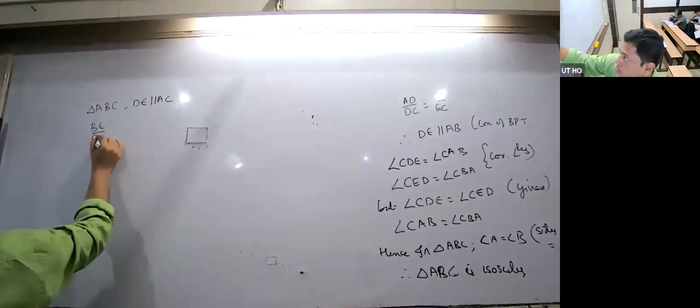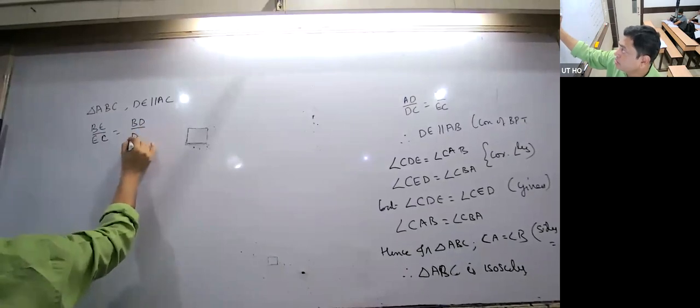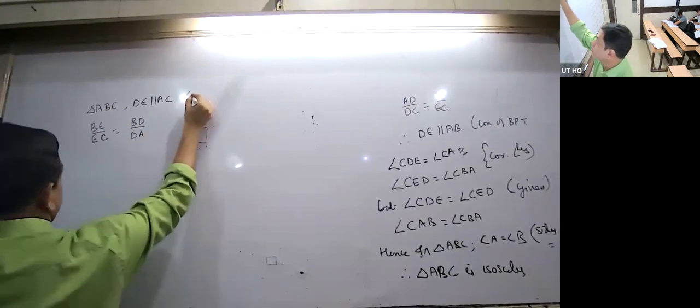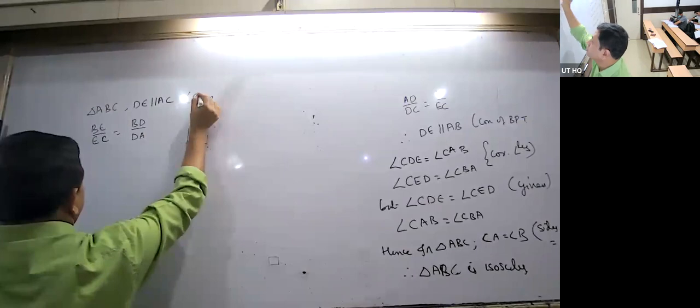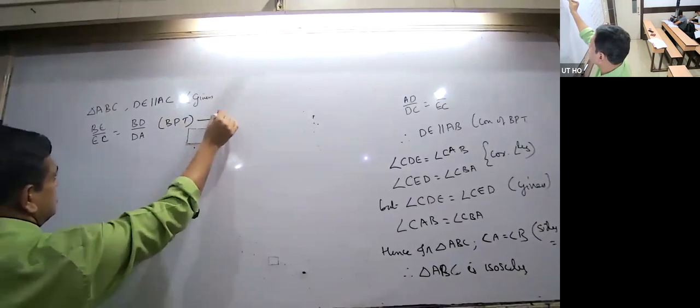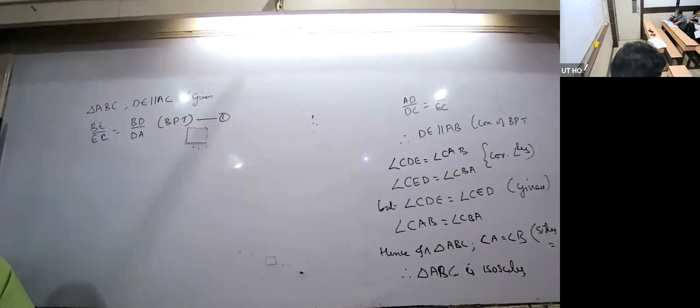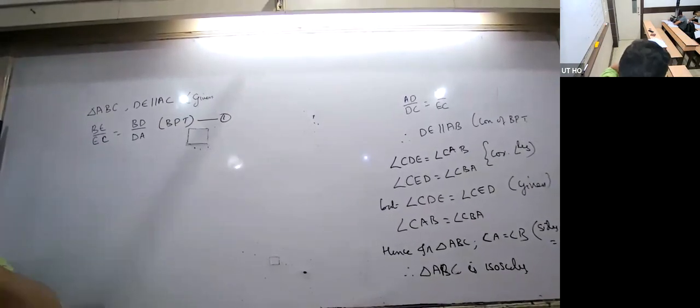BE upon EC equals BD upon DA. This is given. This is BPT, which is condition 1. Are you following, all of you? Okay. Now, which is the next triangle?